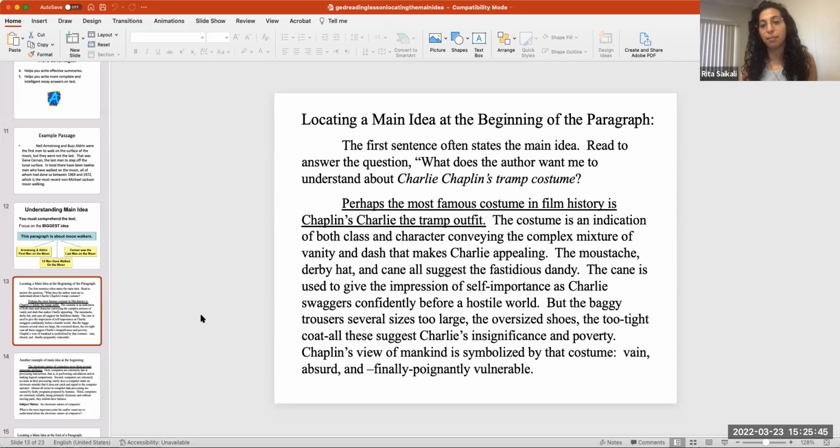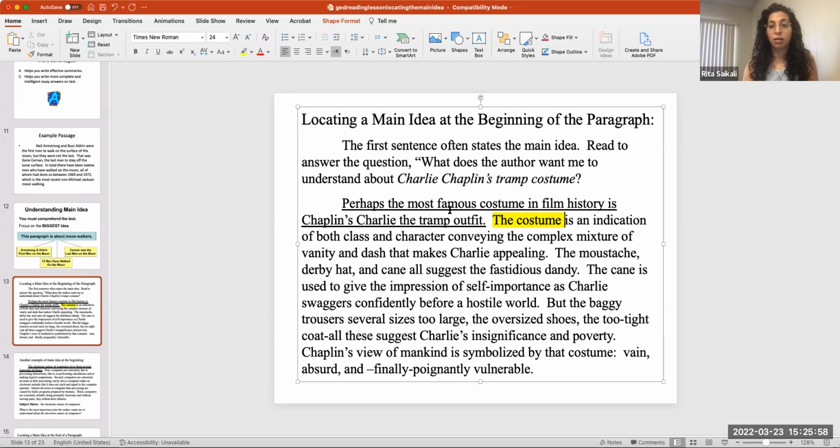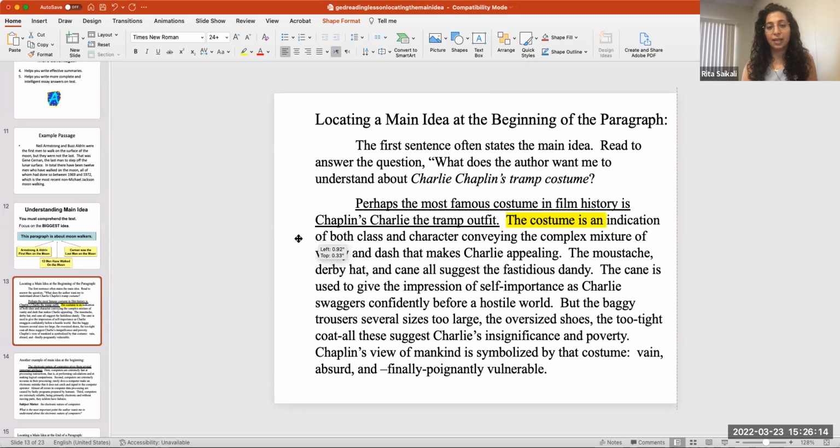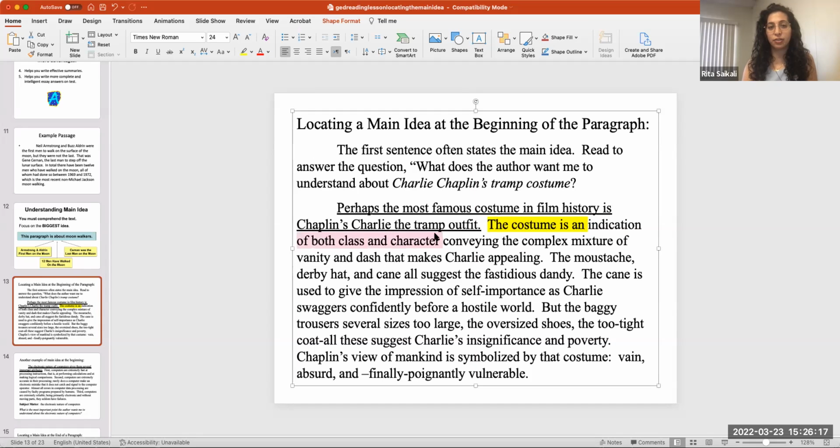So yes, it looks scary, but let's see which words usually are easier to find, right? So we all know what the costume is because that's what we're talking about, right? We generally know both. Even if we don't know indication, we know that the costume is of both class and character, right? Can anyone tell me what that means? It's classy, right? It just means it's classy, and you can just tell that by what is there.